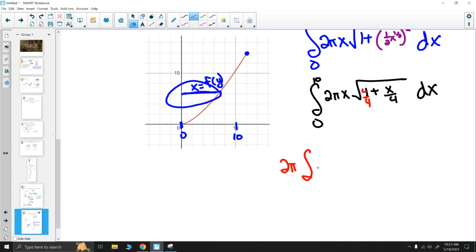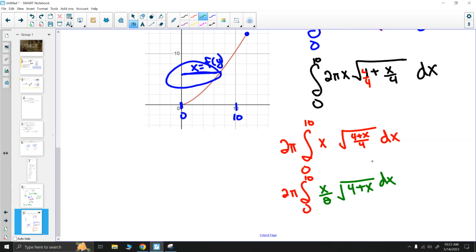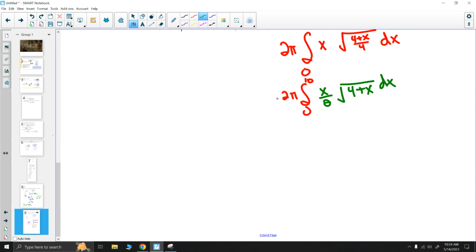We have the integral. I'm going to pull the 2 pi out since I don't need it. 0 to 10 of x times the square root of 4 plus x over 4 dx. So that would be the integral from 0 to 10 of 2 pi times x over 2 square root 4 plus x dx. Because the square root is top and bottom, square root of 4 is 2, comes out. So I'm going to pull that 2 out, or in this case 1/2 out, and so the 2's and 2's cancel. We get pi integral 0 to 10 of x times the square root of 4 plus x dx.